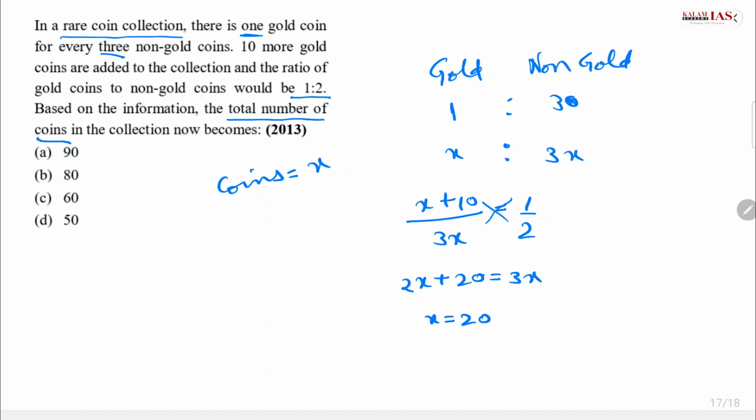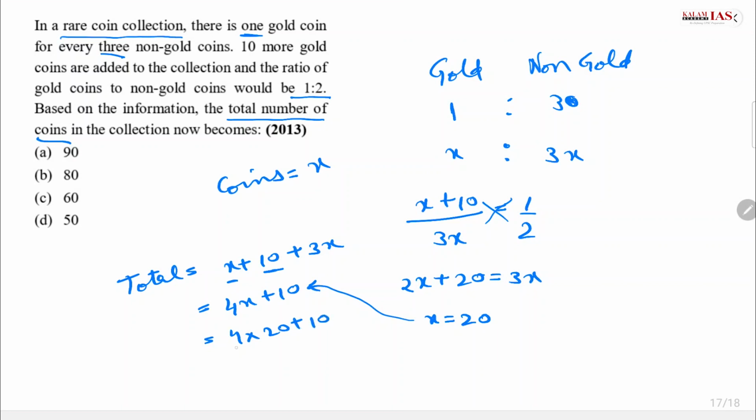Now we have to find the total number of coins. Total number of coins is equal to x plus 10 plus 3x. x is the initial gold coins, 10 is the gold coins that are added afterwards, and non-gold coins is 3x. So the total coins is 4x plus 10. Substituting the value of x, we get 4 into 20 plus 10, which is equal to 90. Option A. So as we can see here, the total number of coins is 90.